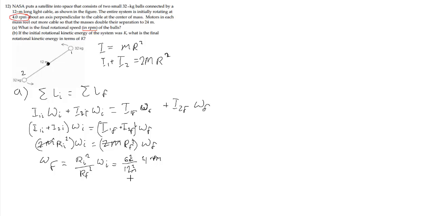These meters are going to cancel out, so when we multiply everything together, we're going to have it in RPMs. And this, as it turns out, is just 1 RPM, if you were to plug that all in. Right, so the second part of the question is asking, if the initial rotational kinetic energy of the system was K, what is the final rotational kinetic energy in terms of K?